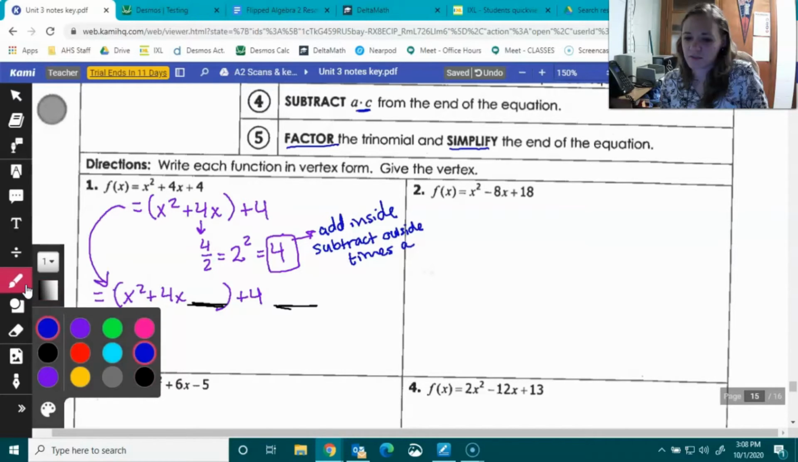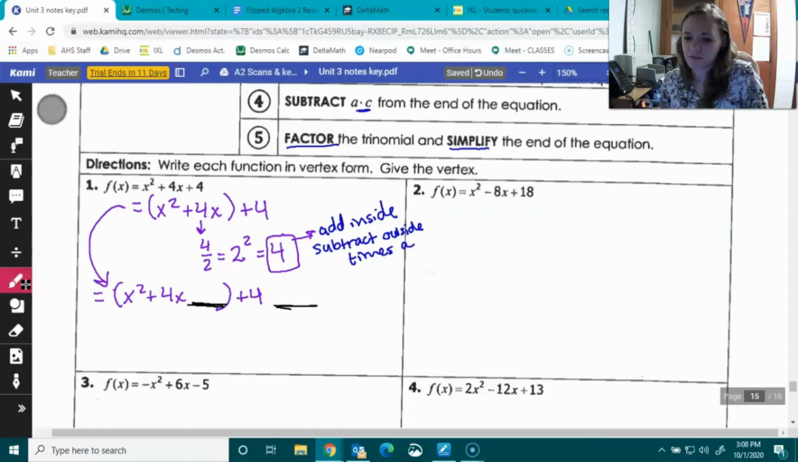Let's go to blue now. So now that I've completed the square, I'm going to add this number inside. So add 4, and it happens to be the same as this and this. This won't always be the case, okay? It just happens to work out like this.